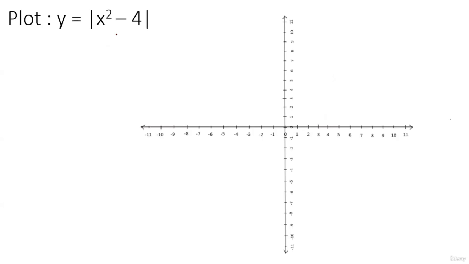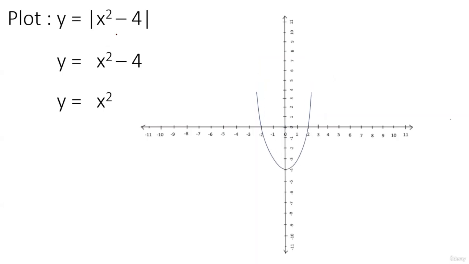Now we plot y is equal to mod of x square minus 4. Again we start with the reference graph y is equal to x square. Next step is y is equal to x square minus 4. So we basically make the graph go down. Whenever we take f of x plus a or minus a, the graph shifts across the y axis, right? So here I am making it minus 4. Since the y value is reducing by 4, the graph will go down by 4 steps.